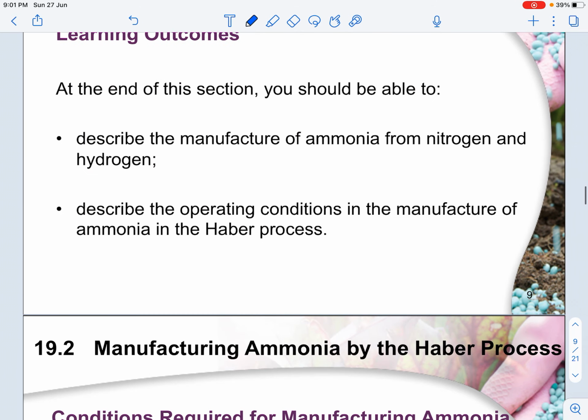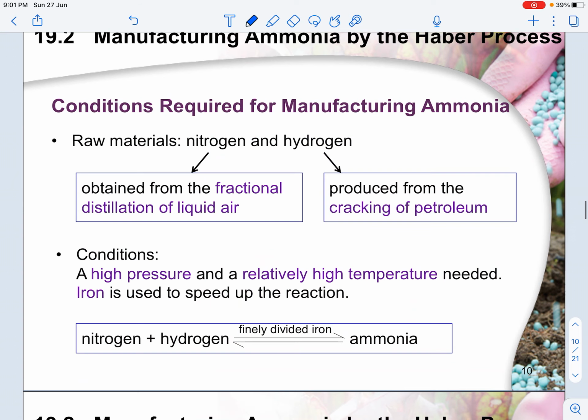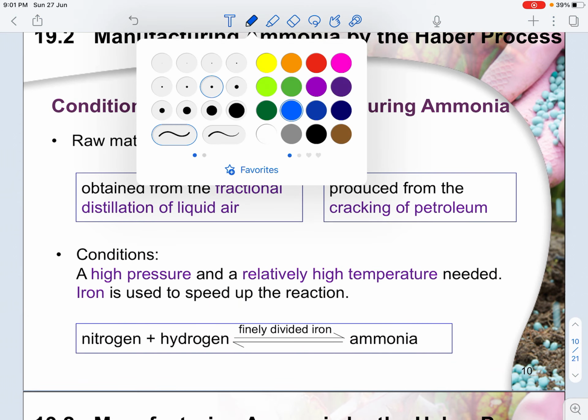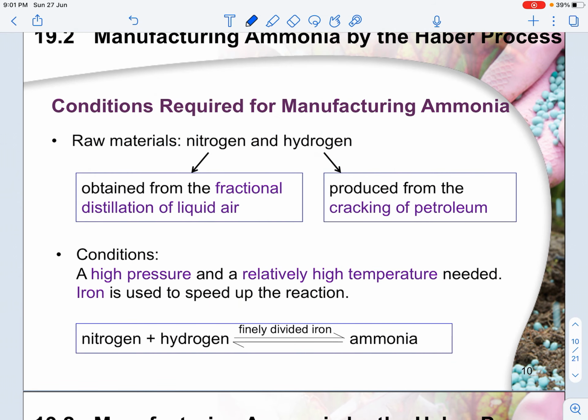So for the manufacturing of ammonia by the Haber process, you must first know the conditions required. Number one, the raw materials, which in this case are nitrogen gas and hydrogen gas. Not H, neither is it just N. It is actually the gas. So how do you obtain this? You obtain it from fractional distillation of liquid air. You are not able to fractionally distil gaseous air.